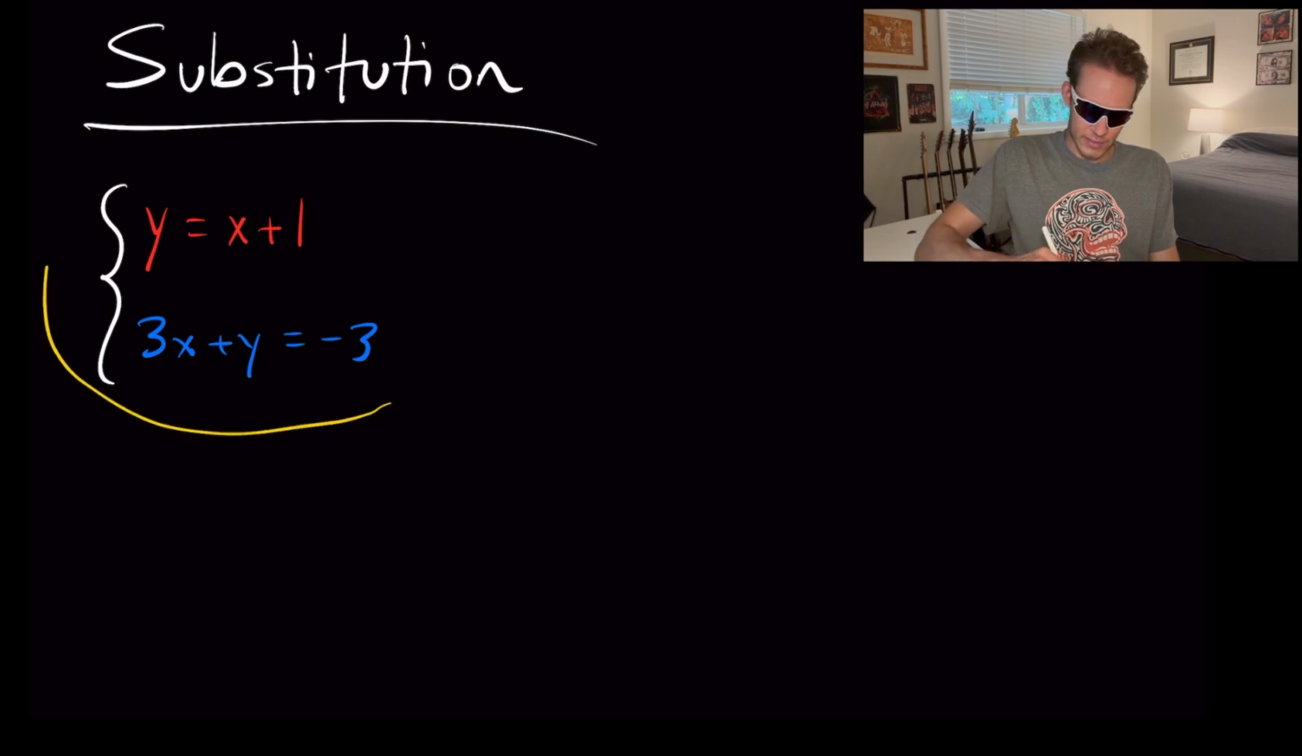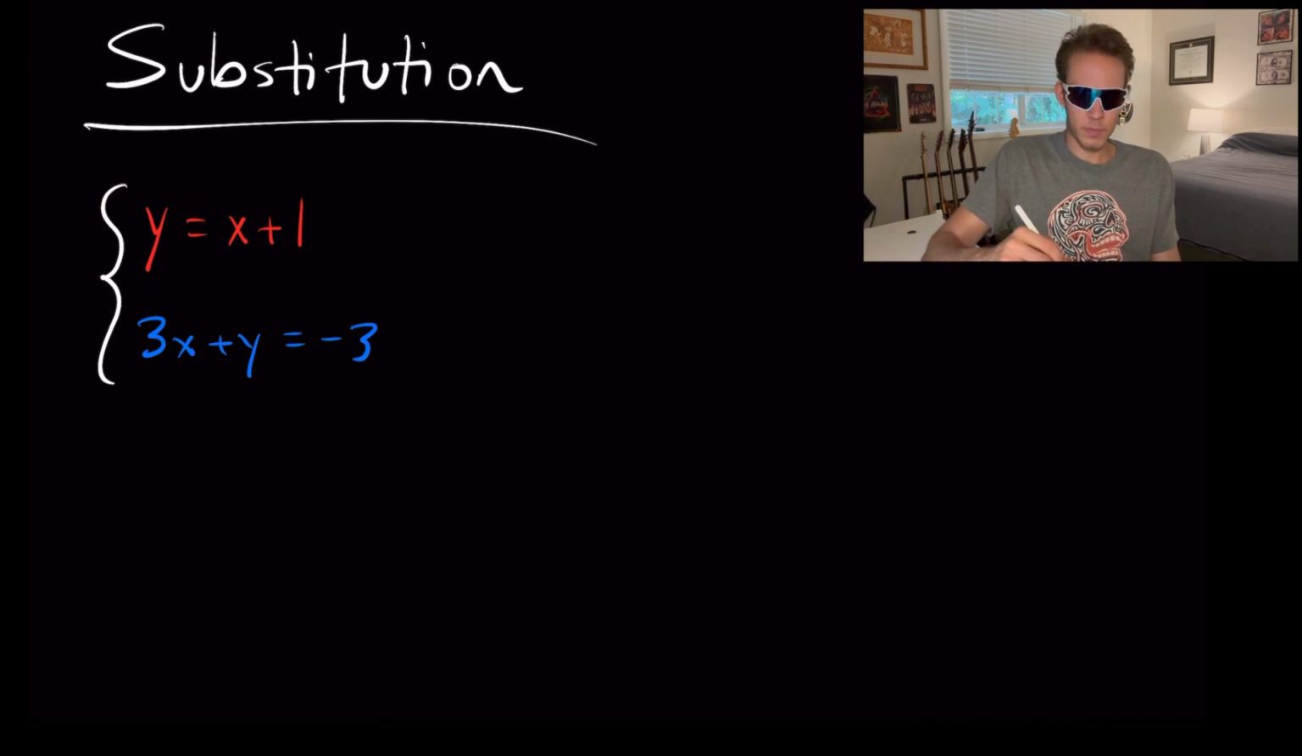Okay, here I got a system of linear equations. This is how you'll see them written. And I got one equation here, y equals x plus 1. That's written in slope-intercept form, which we went over. And then 3x plus y equals negative 3. That is in standard form.